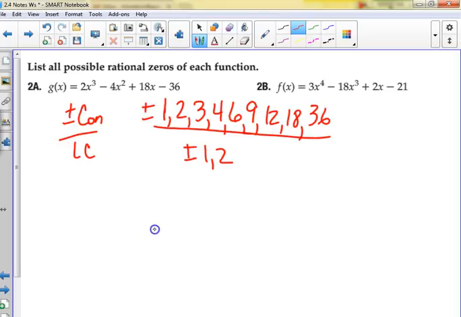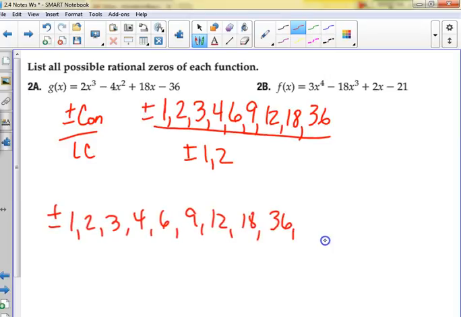Okay. If this was a quiz, and I'm not going to put this on there because it's more than I want to grade, the list would look like this. 1, 2, 3, 4, 6, 9, 12, 18, 36. What else? All those over 2, yes? Okay, so 1/2. What else?